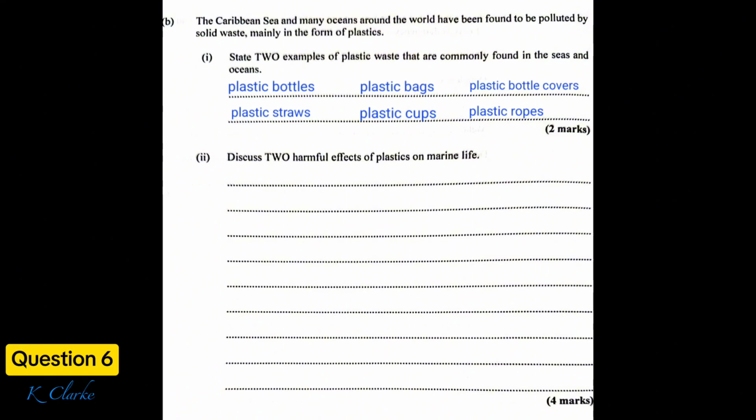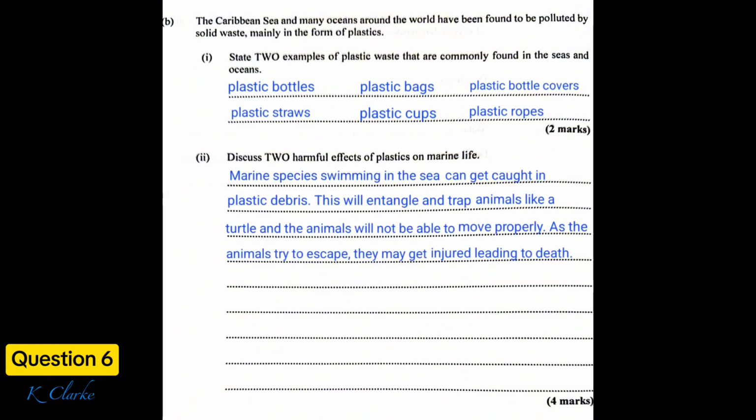Part 2. Discuss 2 harmful effects of plastics on marine life. Marine species swimming in the sea can get caught in plastic debris. This will entangle and trap animals like a turtle, and the animals will not be able to move properly. As the animals try to escape, they may get injured, leading to death.